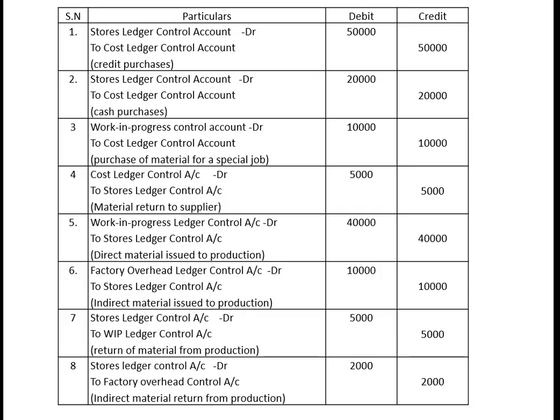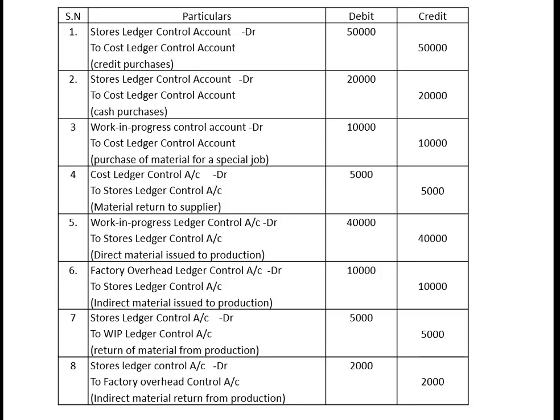So first entry it is on credit purchases, second entry it is cash purchases of rupees 50,000, and there is no difference in the case of non-integrated cost accounting system of credit purchases and cash purchases. Both are same because we do not maintain any kind of account of personal account nature as well as the cash account. So entry store ledger control account debit to cost ledger control account.